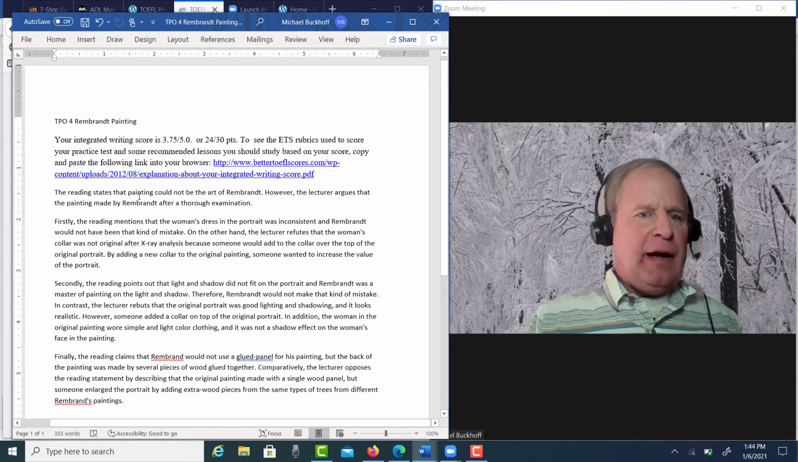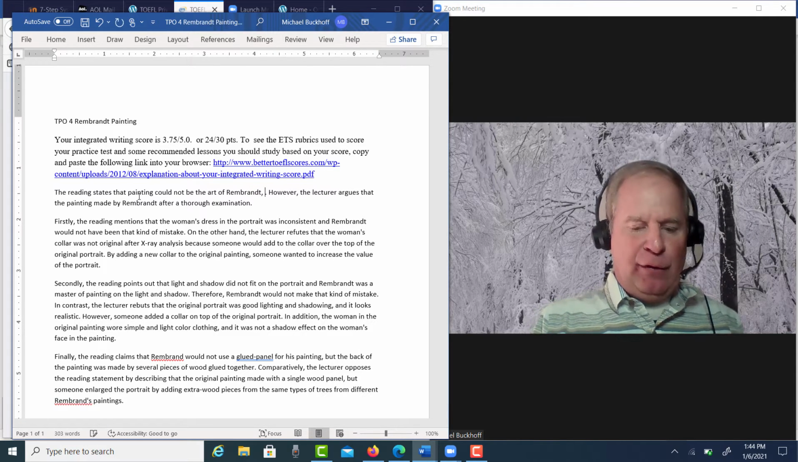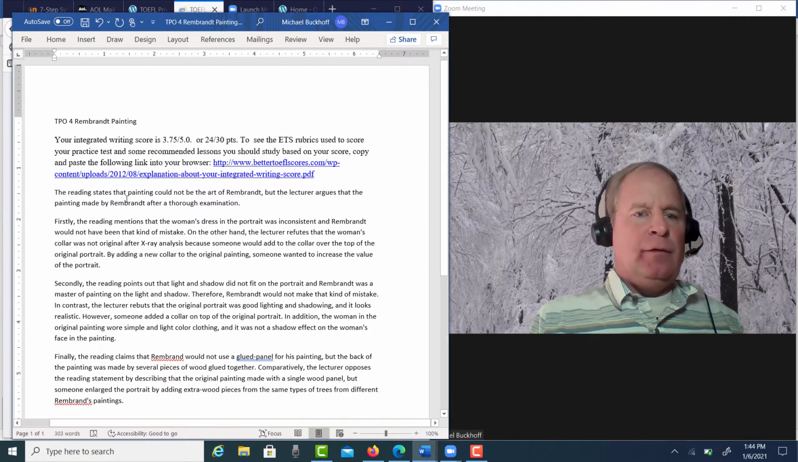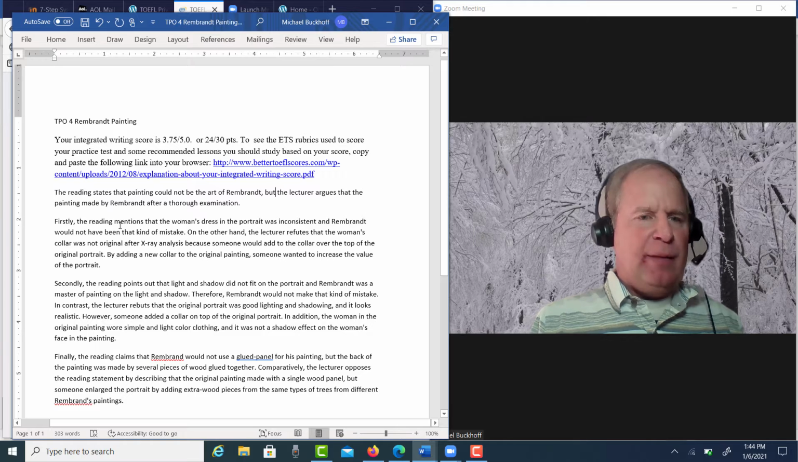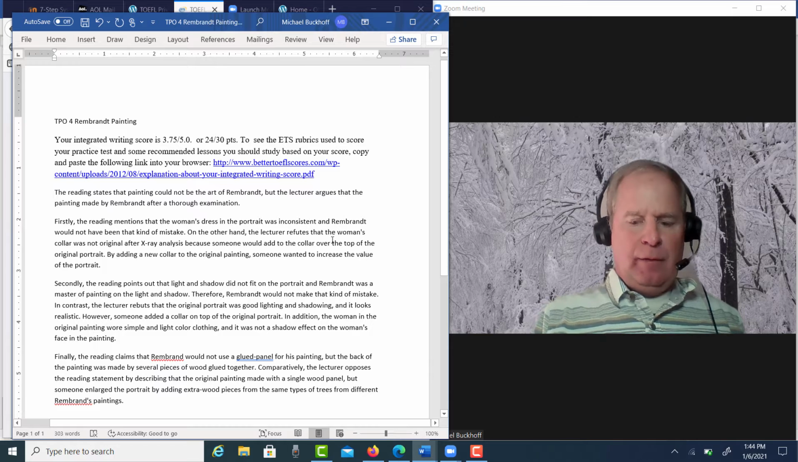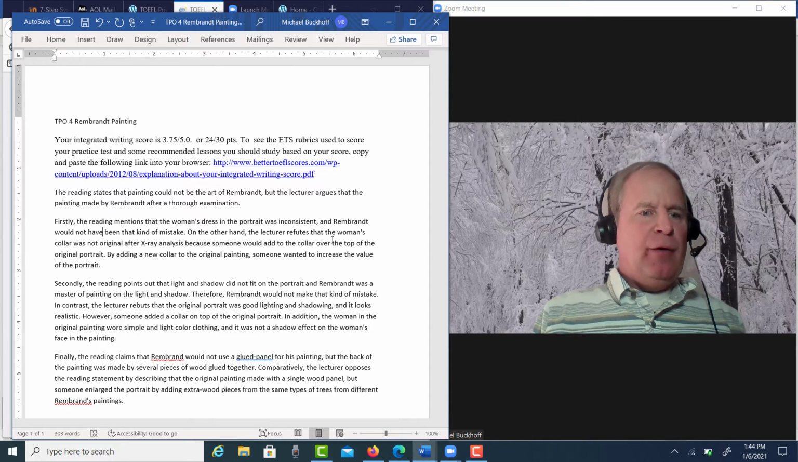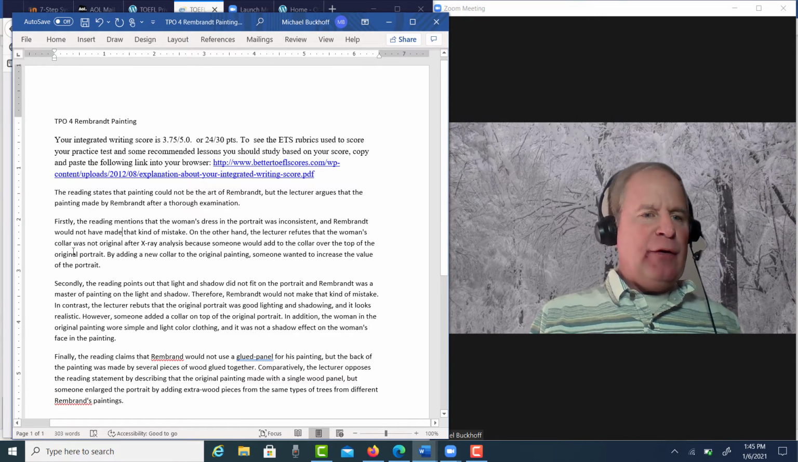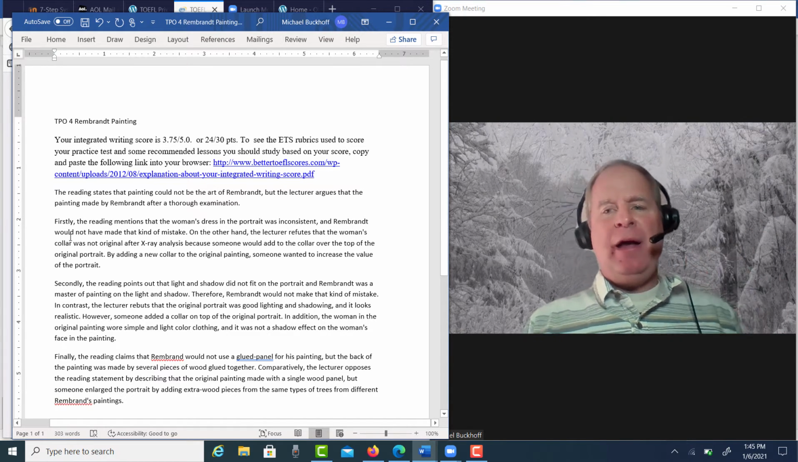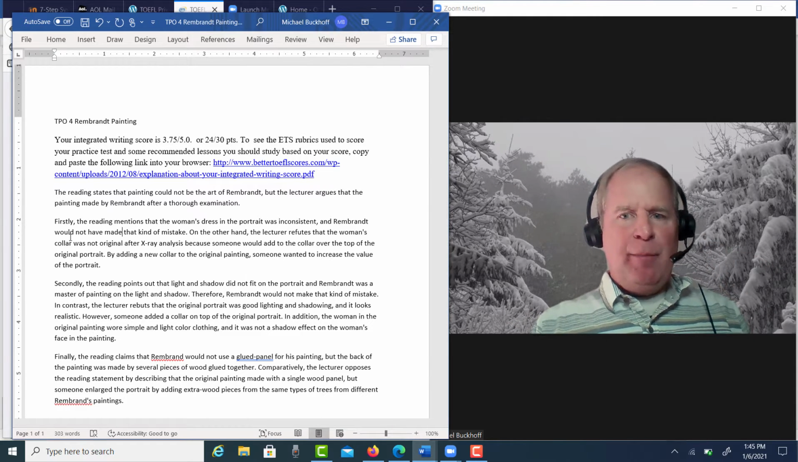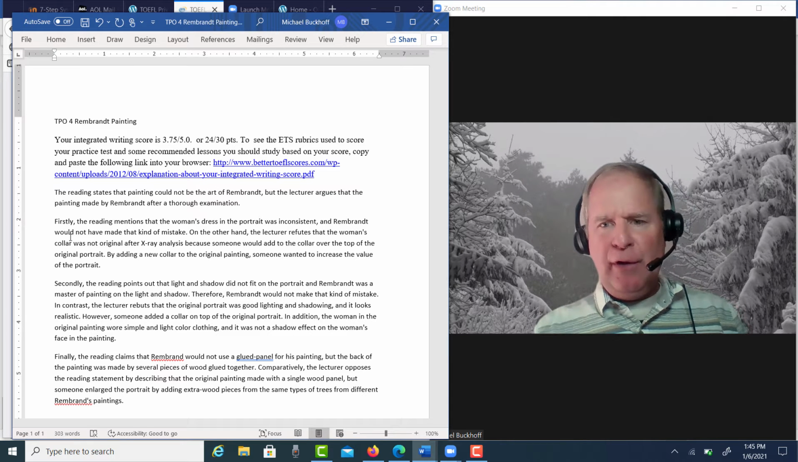All right, let's take a look at the first paragraph. I'm going to change this to "but," so you don't have two short sentences there. "Finally, the reading mentions that the woman's dress in the portrait was inconsistent, and Rembrandt would not have made," not "been." Now, notice how you said "would not have made." So you're talking about something in the past, a past kind of impossible condition. He didn't do that.